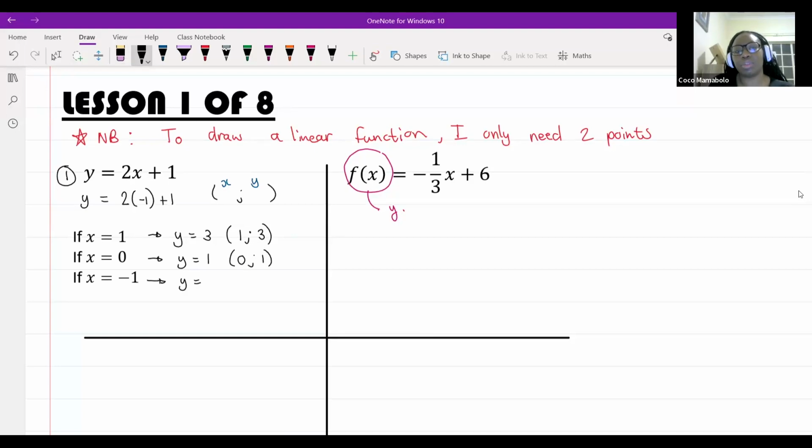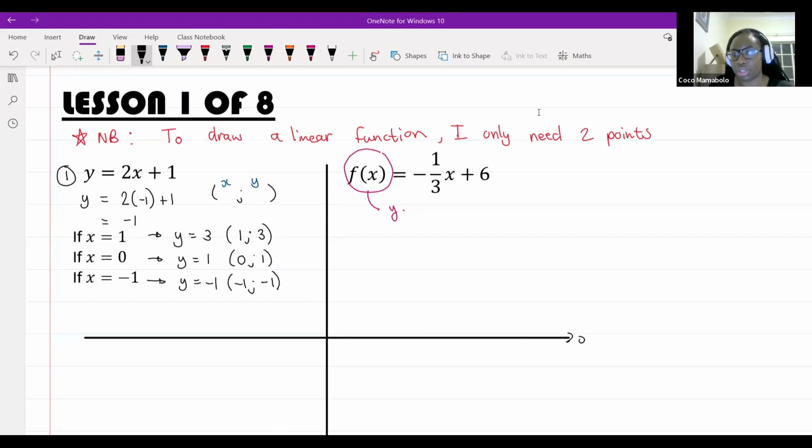2 times negative 1 will give us negative 2 plus 1, which is negative 1. So when x is negative 1, y is also negative 1. All right, now let's plot these on the Cartesian plane and see exactly what we get.